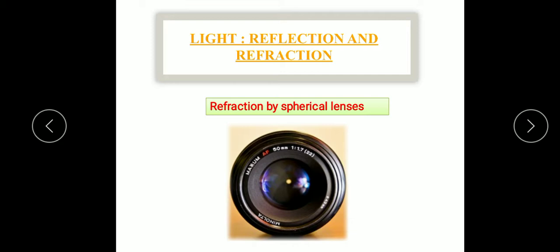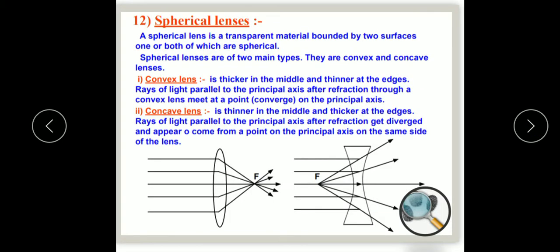In the previous video, we discussed what refraction is, the phenomenon of refraction. Refraction is the change in the direction of the light when it travels from one medium to another medium. This is called refraction. Now we have to study the refraction through spherical lenses.